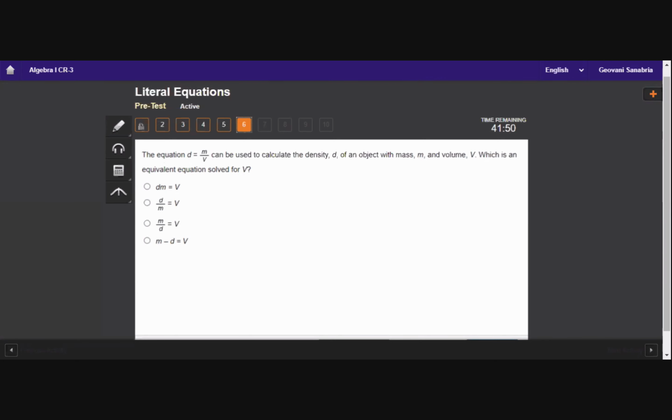So on the right side, the v's will cancel out because you'll have a v on the top and a v on the bottom, and it'll cancel. And then you'll have a v times the d on the other side. V times d equals m. And then now, from here, you can get the v by itself. You just have to get rid of that d by dividing them. So I'll divide by d.